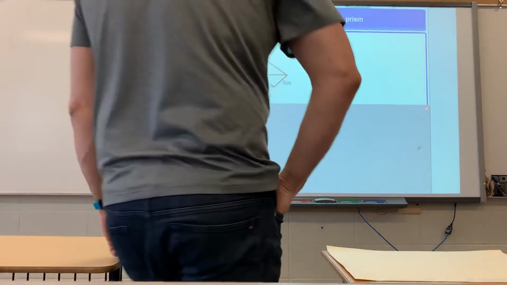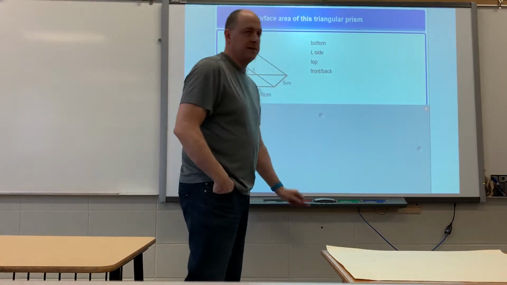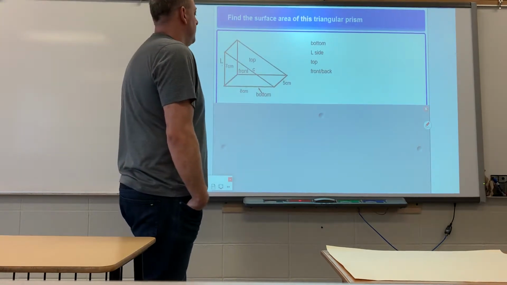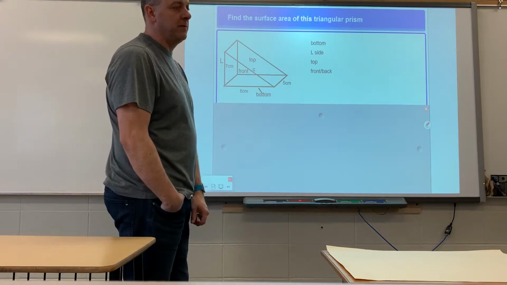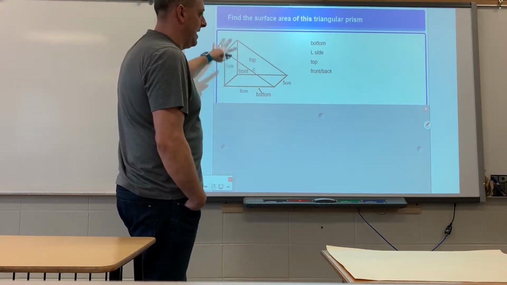Surface area of a triangular prism, one step further than the surface area of a rectangular prism. So when we do the surface area of a triangular prism, we want to try and list out the same thing we did with our rectangular prism, all the sides that we have, and we can label them.